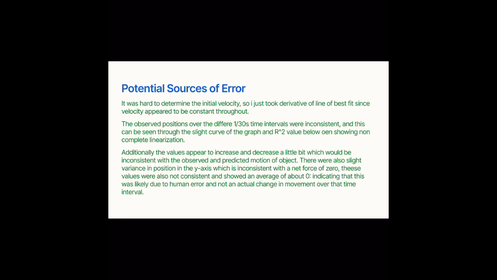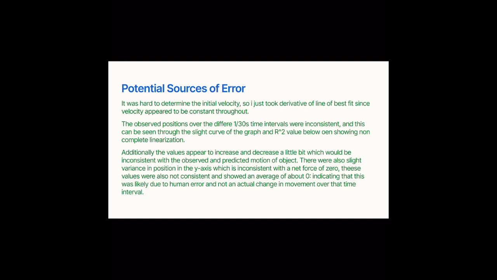Next, we're going to discuss some potential sources of error. It was hard to determine the initial velocity, so what I did was I took the derivative of the line of best fit, where the velocity appeared constant throughout. This may not be accurate and might not show the exact initial velocity that the object was moving at.